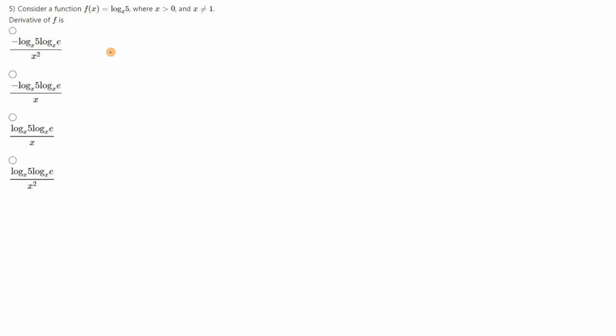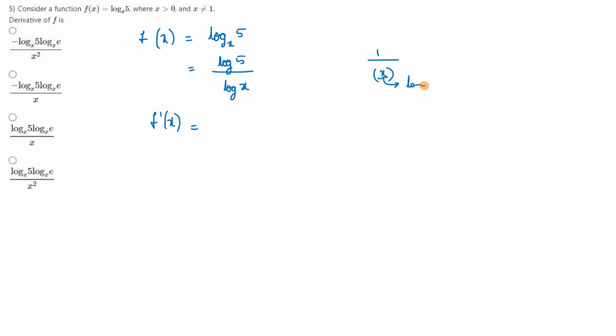Next one, consider the function log base x 5. Okay, so we have to find the differentiation of this. So that is nothing but f dash of x is given by log base x 5. So we can use the change of base of this equation into natural log of 5 divided by natural log of x. So now if we differentiate, this is in the form 1 by something, right? So we have a variable 1 by x. So here in place of x we have log. So log 5 is constant, we can take it outside, and now we can differentiate 1 by x.